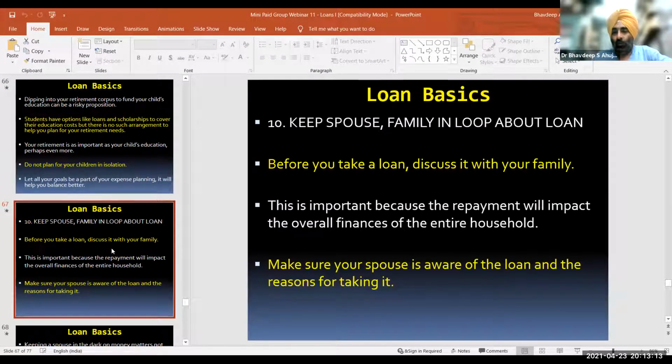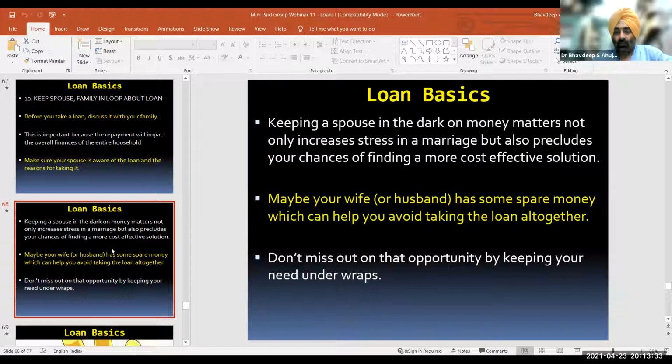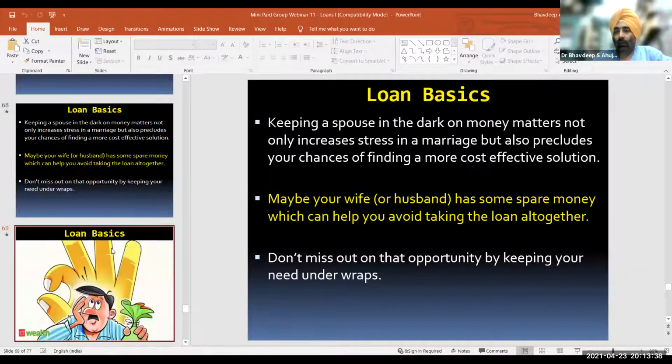And keep your family in the loop, especially your spouse. We all saw that housewives took out huge sums of rupees from their closets when demonetization happened, without the knowledge of the husband. So if you're going to take a loan, discuss it in the family first, because maybe your spouse already has an alternative arrangement. So all this will help you avoid the loan.